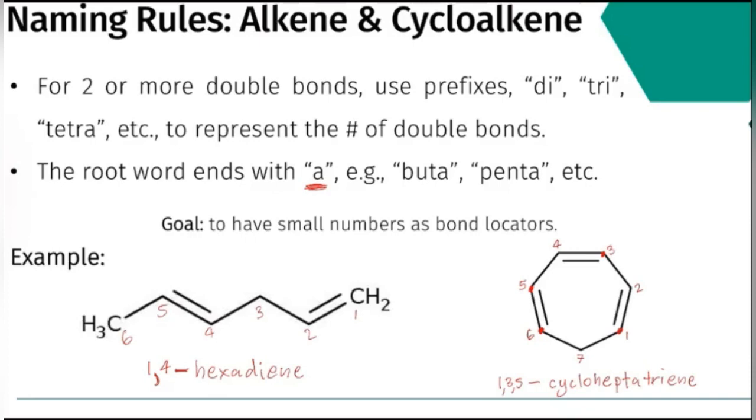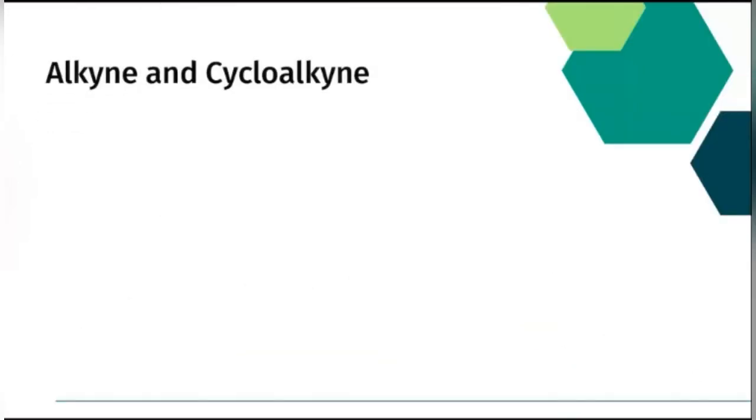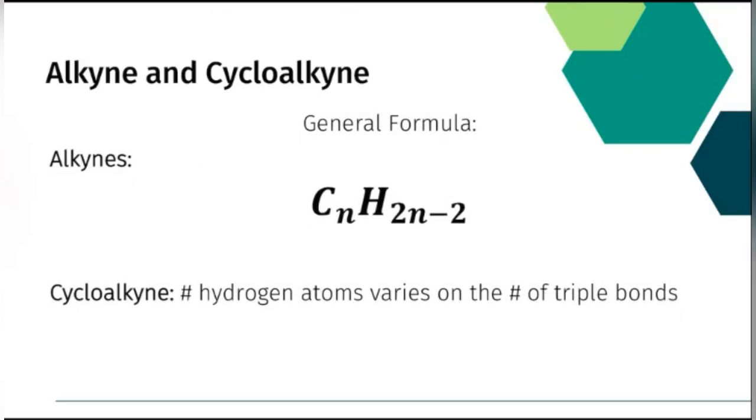Okay, let's proceed to alkynes. For alkynes, we have the general formula CnH2n minus 2. This is also applicable only when there is only one triple bond on the structure. If there are more, it will affect the formula of the hydrogen, so it will change the value. Same with cycloalkynes, the number of hydrogen atoms varies on the number of triple bonds present in the structure.